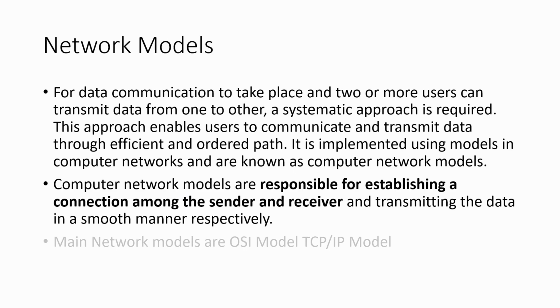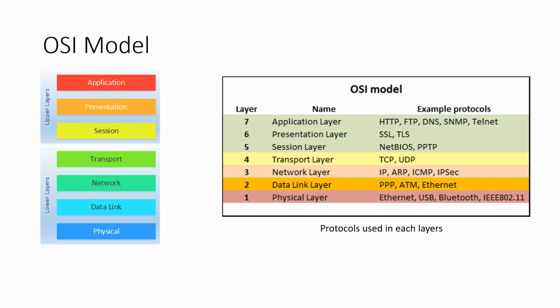For data communication to take place and two or more users to transmit data from one to another, a systematic approach is required. This approach enables users to communicate and transmit data through an efficient and ordered path. It is implemented using models in computer networks known as computer network models. Computer network models are responsible for establishing a connection between the sender and receiver and transmitting the data in a smooth manner respectively. Next, we are going deep into the network layers in the OSI model.